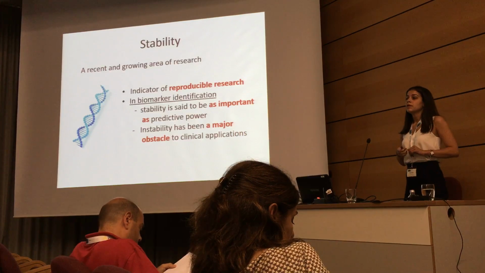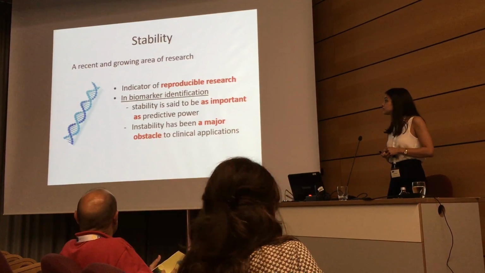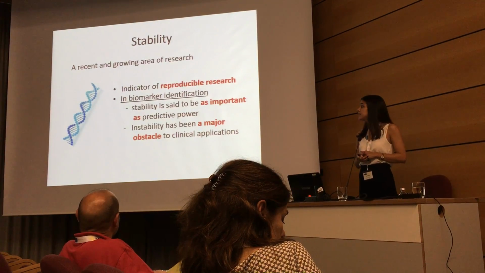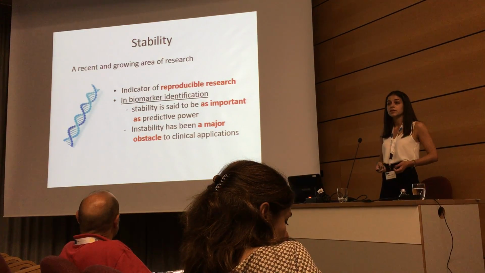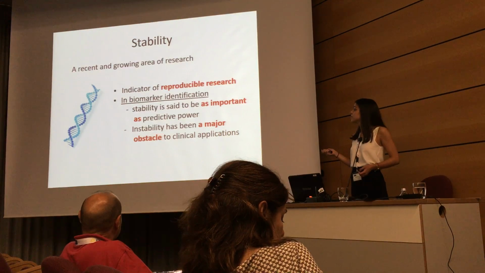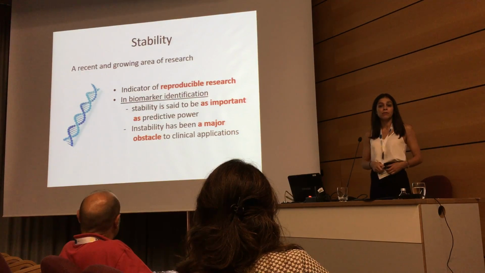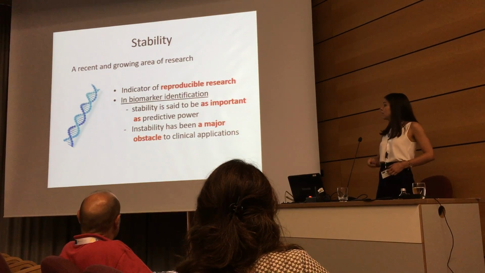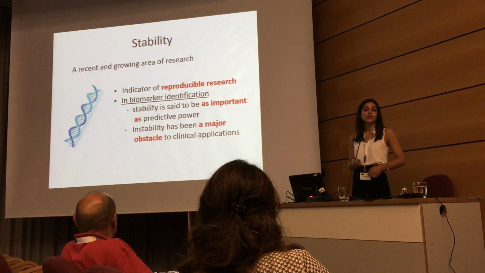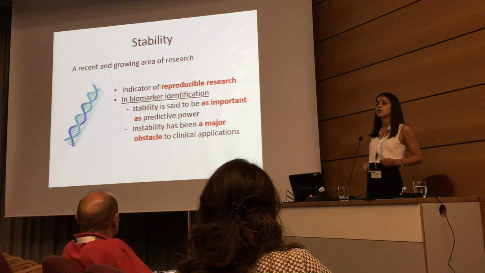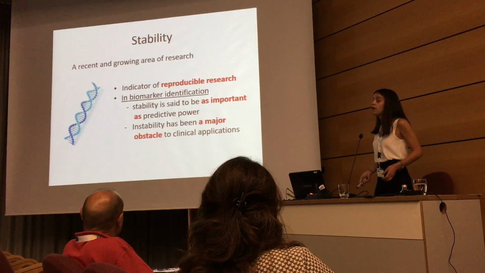So this has become a growing area of research for many reasons. In some words, it is said to be an indicator of the reproducibility of the feature selection procedure. In biomarker identification, the stability is often said to be as important as the predictive power of the model. Also, for instance, in early cancer detection, the instability of the feature selection procedure has been a major obstacle to clinical applications. So, how do we measure stability?